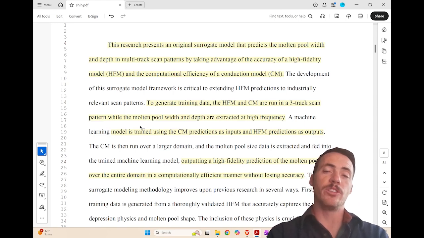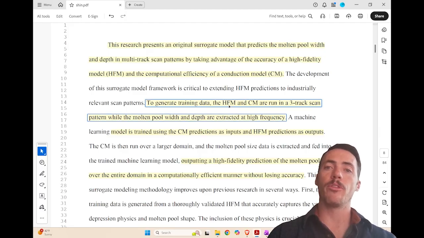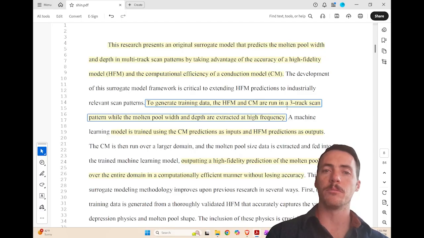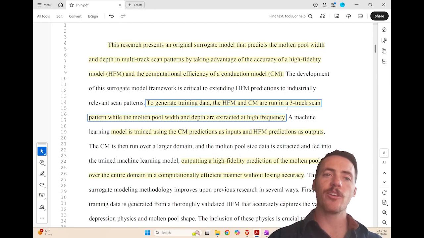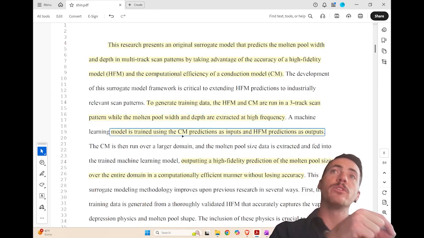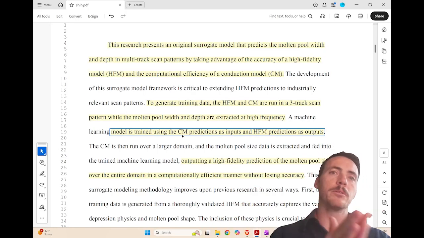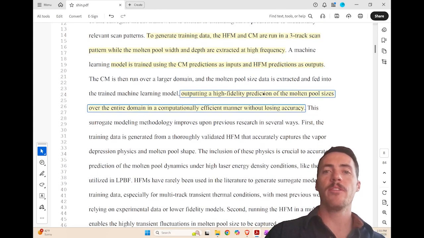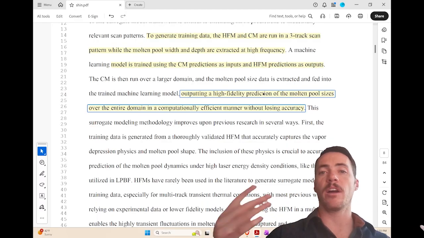Well, the way that they're going to do it is they're going to generate training data for a surrogate model by running both the high fidelity model and the conduction model on this 3-track scan pattern of a molten pool, where the width and the depth are extracted at a high frequency. And then they're going to train the model using just the CM predictions as inputs and try and predict the HFM as the outputs, right? Take in the low fidelity data as your input and be able to predict the high fidelity. Pretty interesting, right? By trying to output this high fidelity prediction, if they learn how to make that mapping, that correction function, they could then be able to predict the entire area.